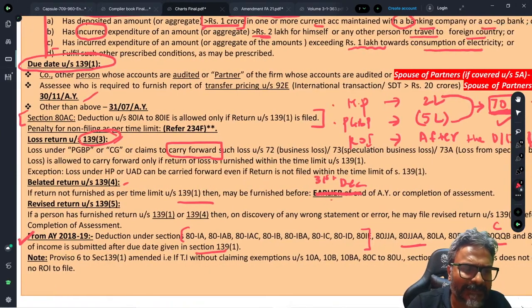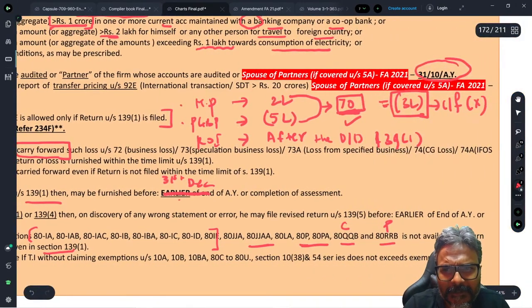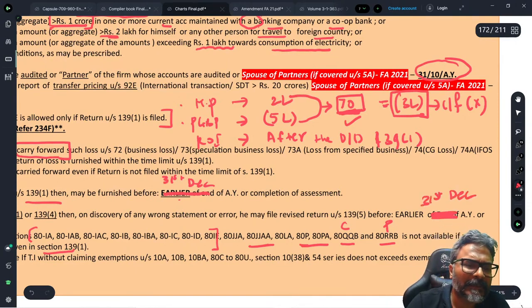So now the belated return, students, we all know, can be filed up to 31st of December of the AY. The same is also true for the revised return. It is now the same thing, which is 31st of December of the AY. So just keep this particular amendment in mind.